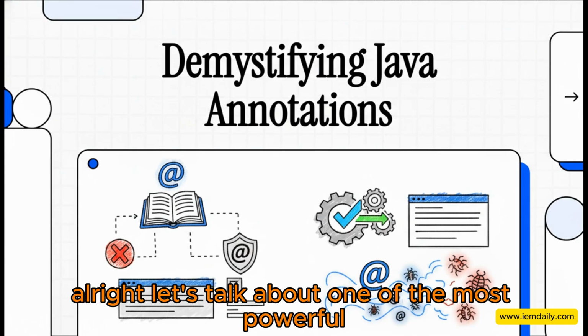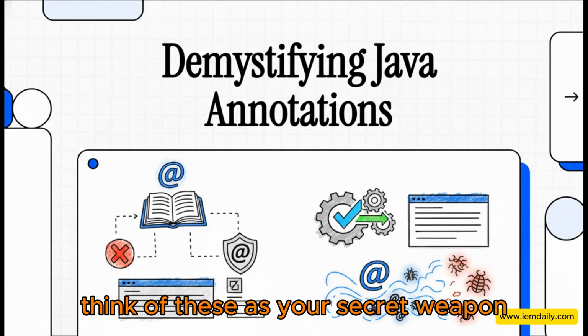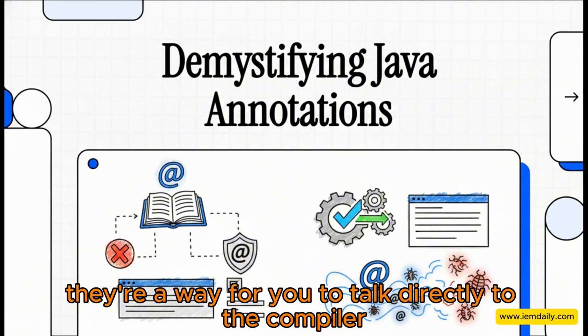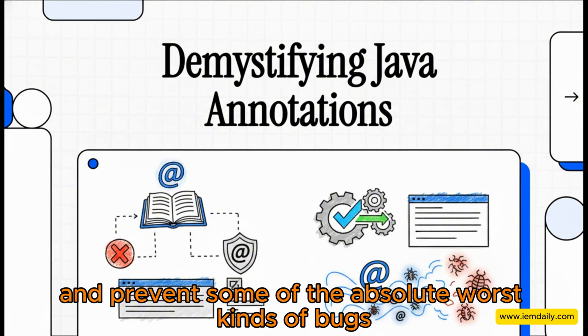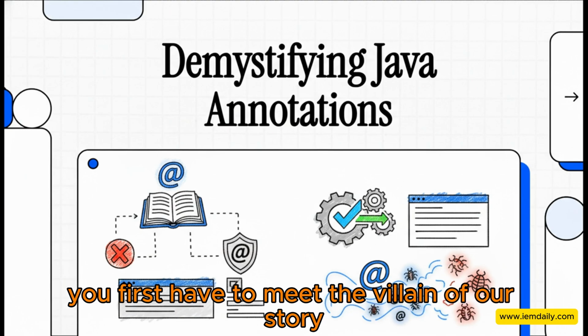Right, let's talk about one of the most powerful and maybe a little misunderstood features in Java, annotations. Seriously, think of these as your secret weapon. They're a way for you to talk directly to the compiler and prevent some of the absolute worst kinds of bugs. But to really appreciate a hero, you first have to meet the villain of our story.